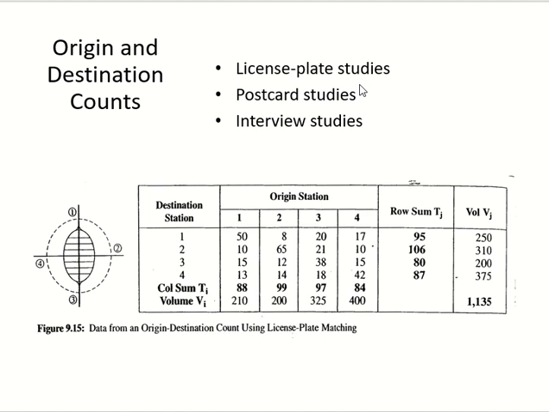The origin. Okay? And the area in which the car goes in becomes what? Destination. Clear? Okay? So we have the license plate numbers and we know whether the car was exiting or entering. So you match it. If the car was exiting, you say this is the origin, and if it was entering, you can say this is the destination. Got it? Clear? Then we have the postcard study.